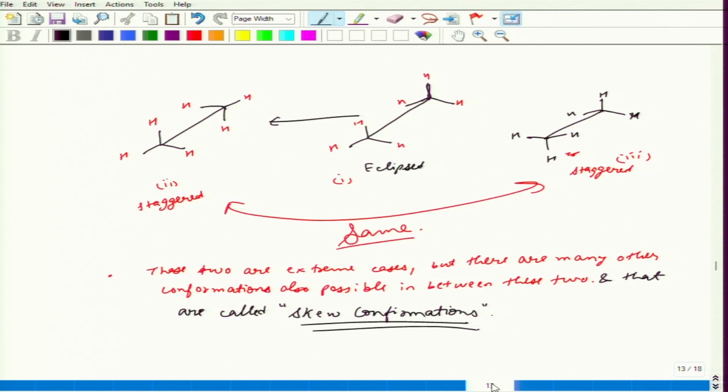The next is the Newman projection, that we will discuss in the later class, and then the alkenes and their conformations. Okay. Thank you so much.